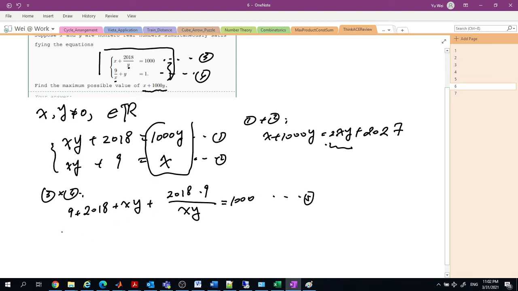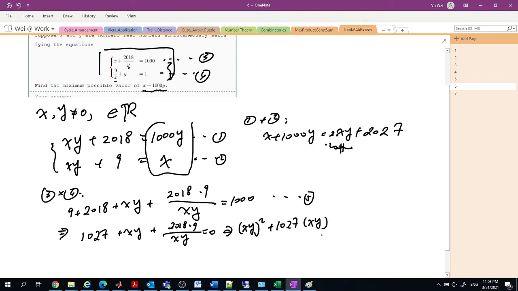Let's simplify this. So this is 2027, so 1027, right? Plus xy plus 2018 times 9 over xy is equal to 0. Now it becomes a function of xy. Let's multiply by xy: it becomes (xy)^2 plus 1027xy plus 2018, let's further factorize first, times 9 equals 0.